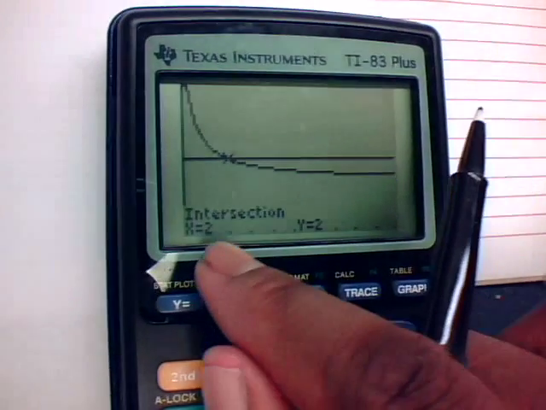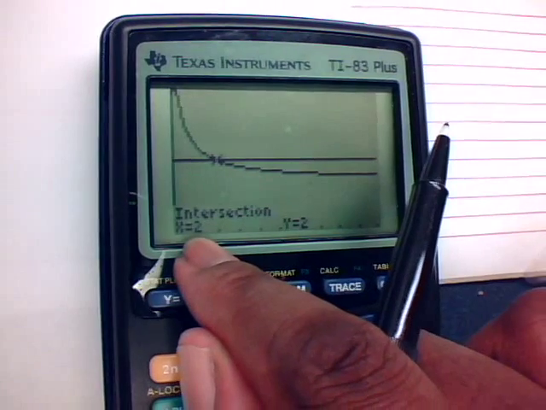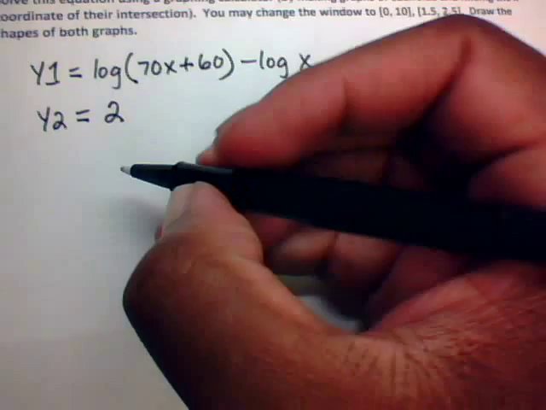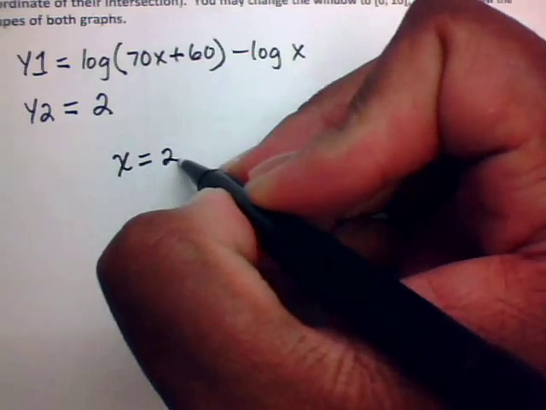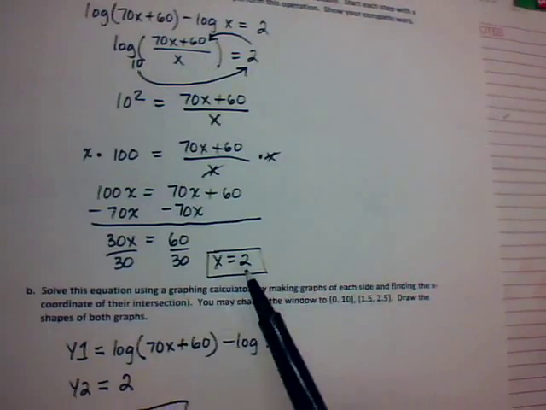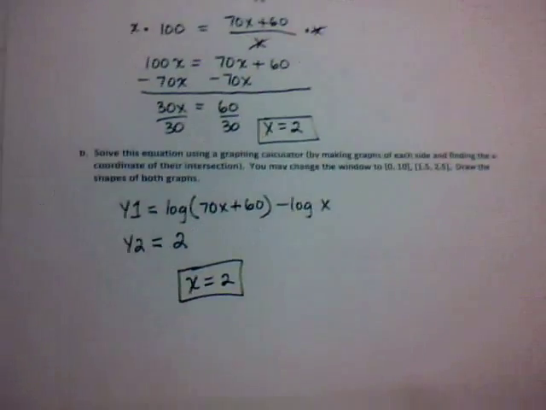Notice your x-coordinate is 2. So here, we came up with x is equal to 2 on the calculator the same way as we did algebraically. Okay?